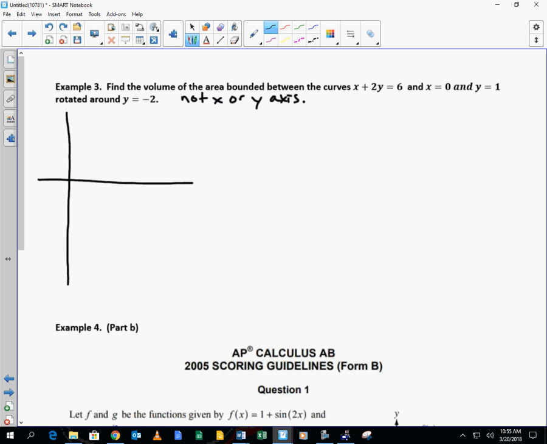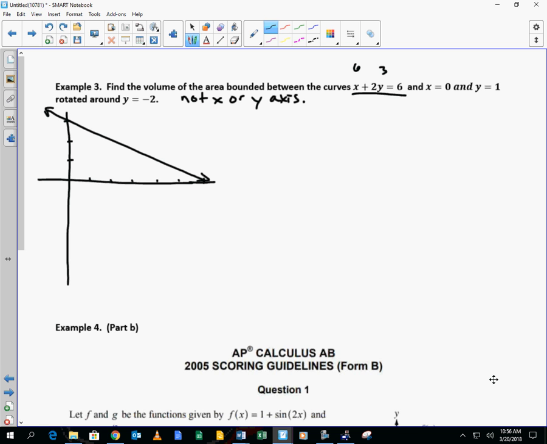All right, I'm going to grab x plus 2y is 6. What shape does this make? Makes a line. What's the x-intercept? 6. What's the y-intercept? 3. So I'm going to graph this. So I've got the first line figured out.